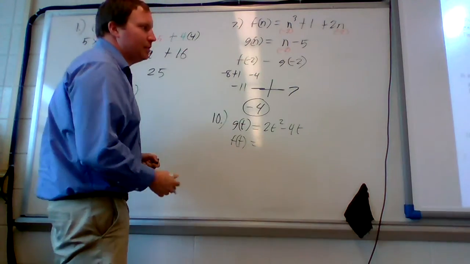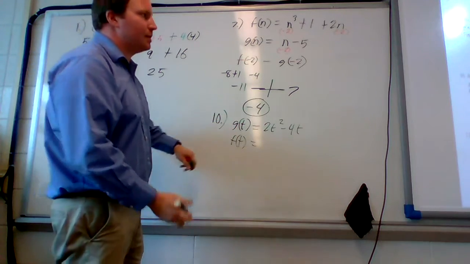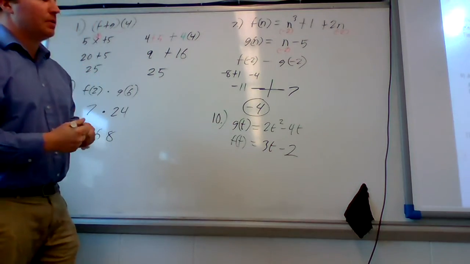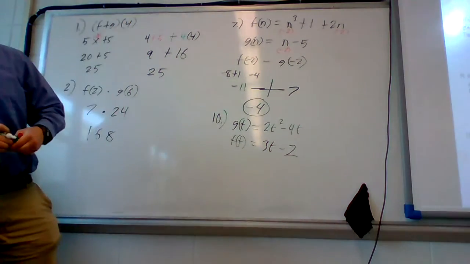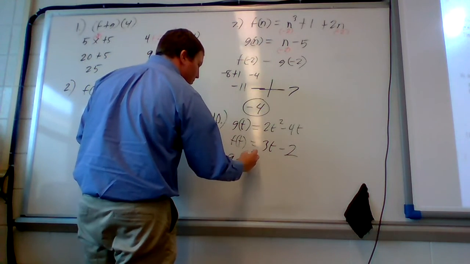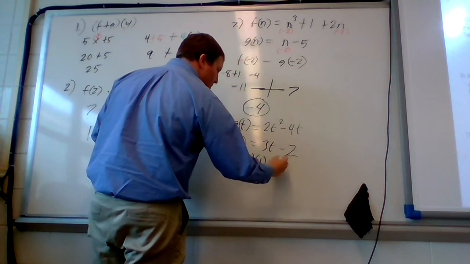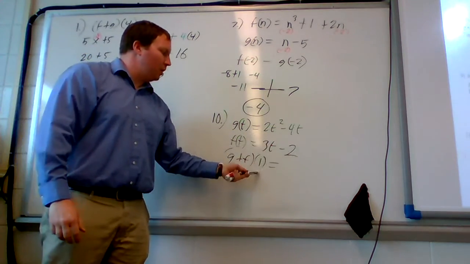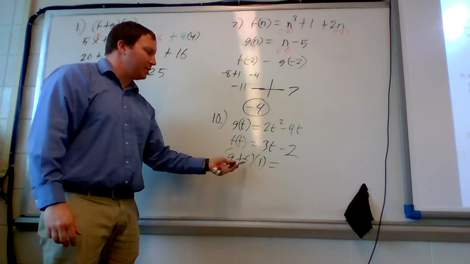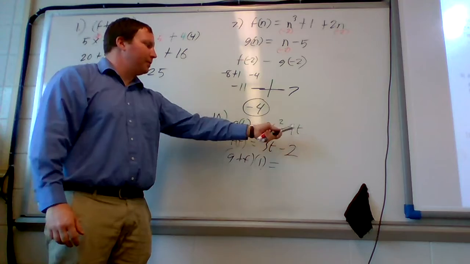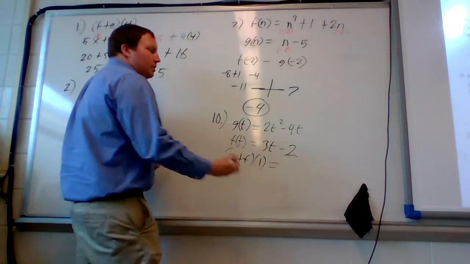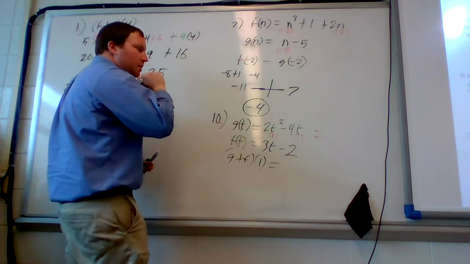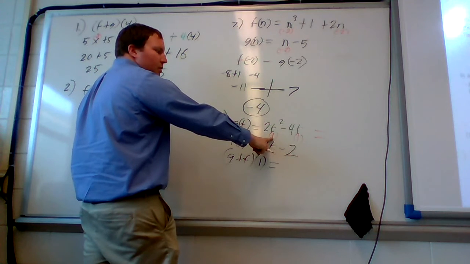So we got f of t, or g of t, and then f of t is 3t minus 2. And we're looking for g plus f of 1. So we're replacing our t values with 1 and then taking the function of g plus the function of f. So if we plug in 1 for g, what do we get?